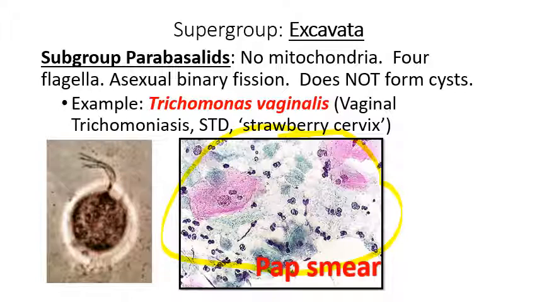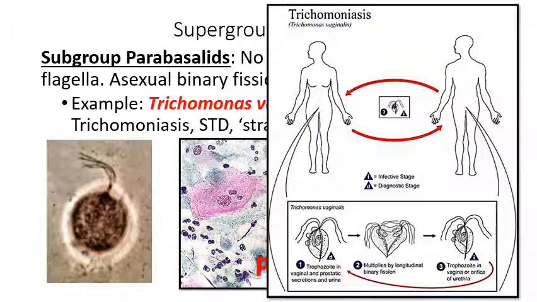Right, and then over here on the left, you can see that we have four flagella, and the main distinguishing feature between Giardia lamblia and Trichomonas vaginalis is that Trichomonas vaginalis has a fairly round body, so it's easily recognized. Okay, so it is a sexually transmitted disease. It divides through binary fission. It doesn't reproduce sexually, ironic, because it's a sexually transmitted disease.